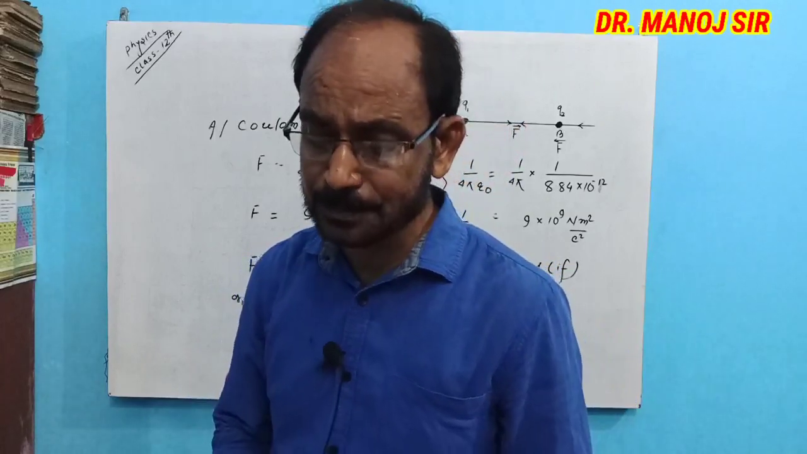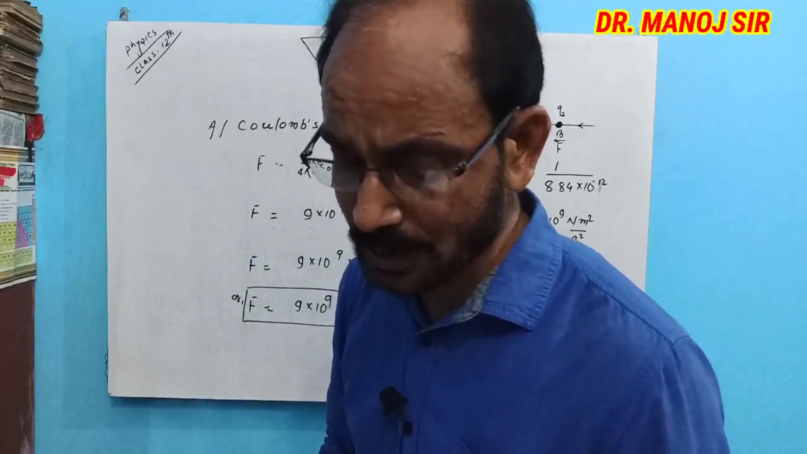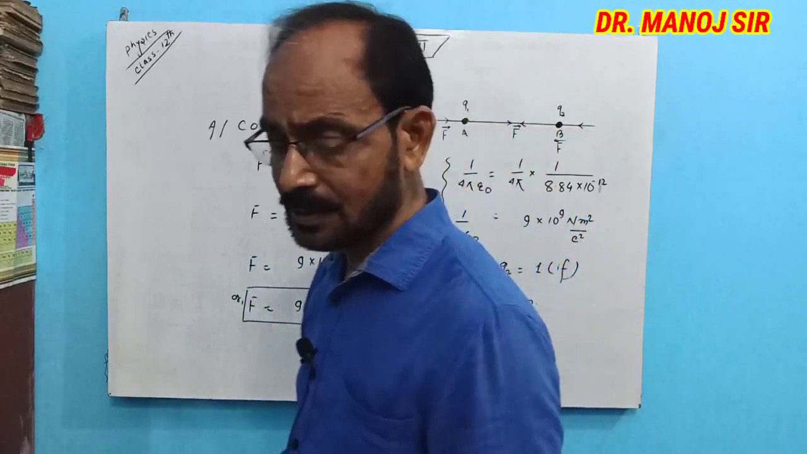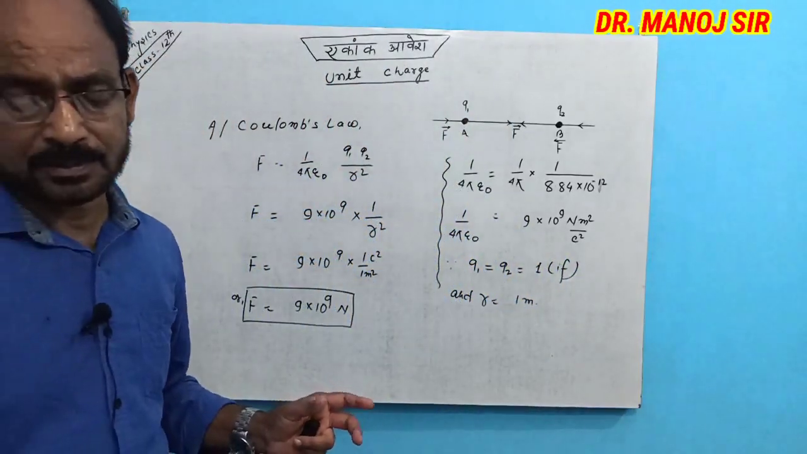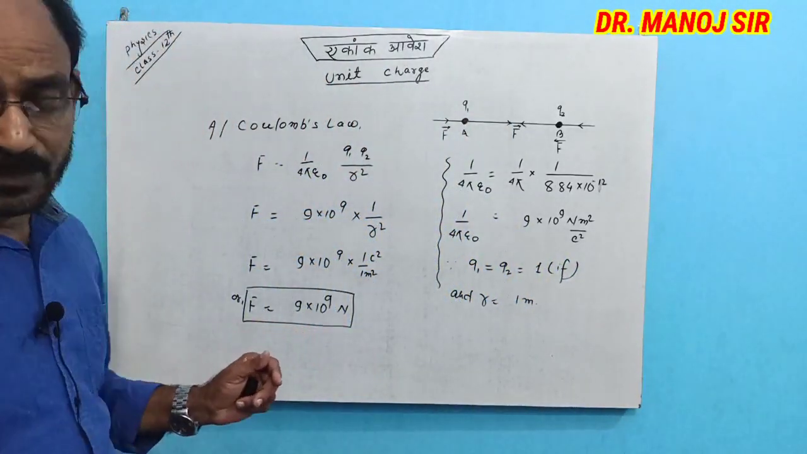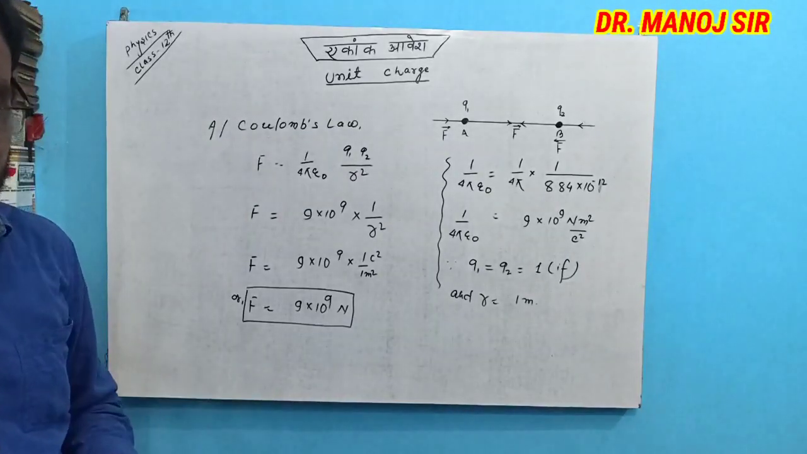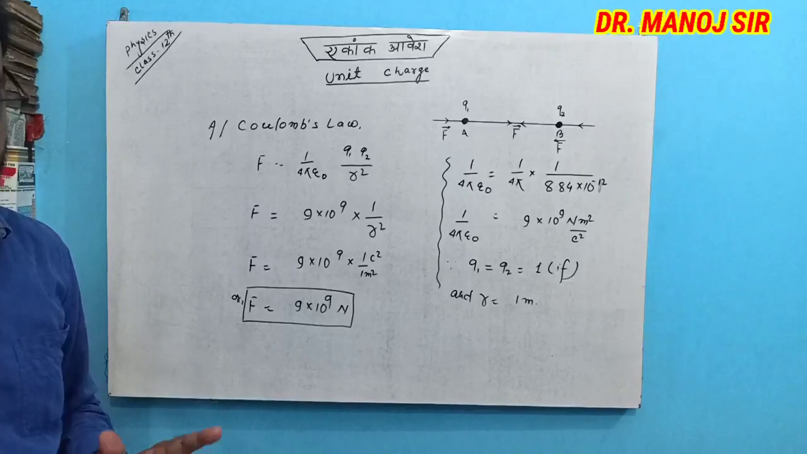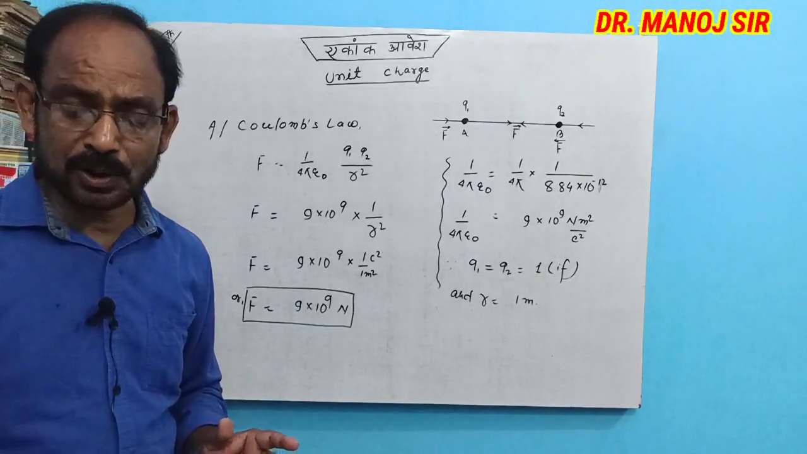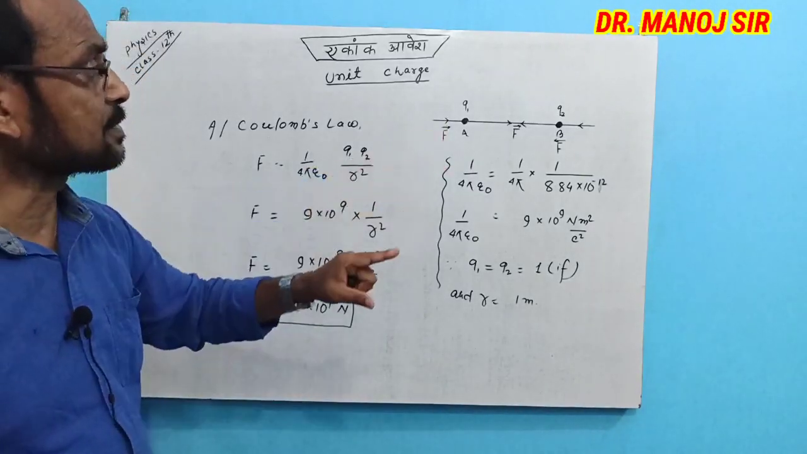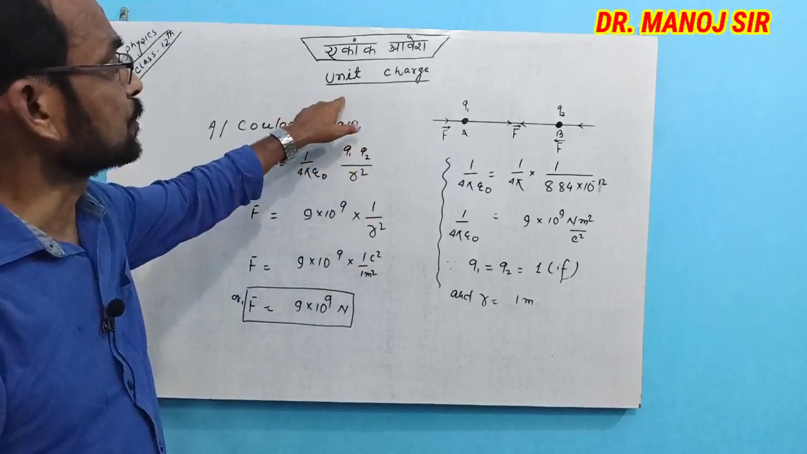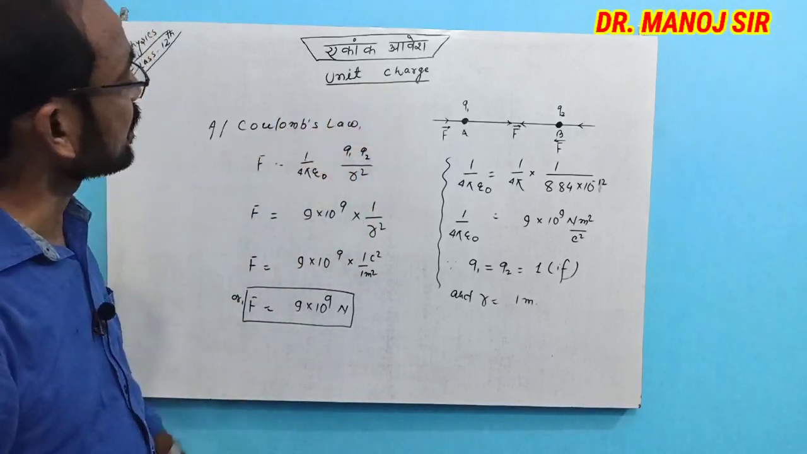In the vacuum, at a distance of 1 meter, two equal and similar charges are worked due to 9 into 10 to the power 9 Newton repulsive force, then each of the charges is called unit charge. That is the expression.